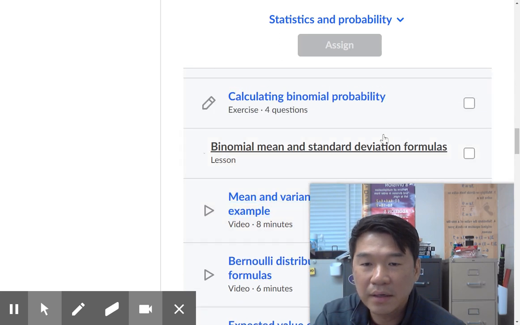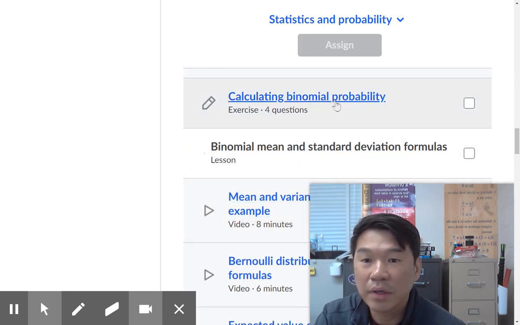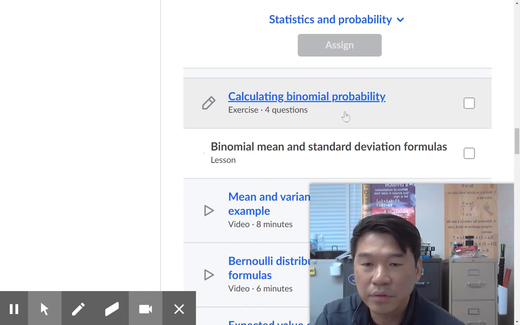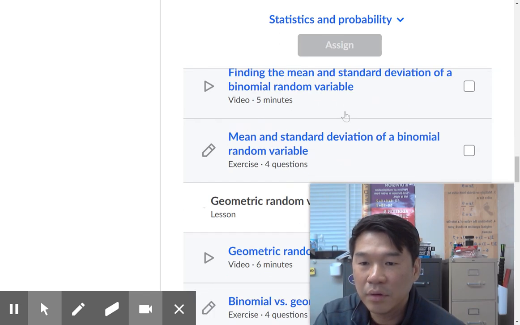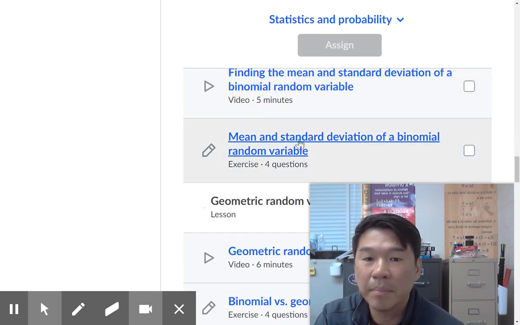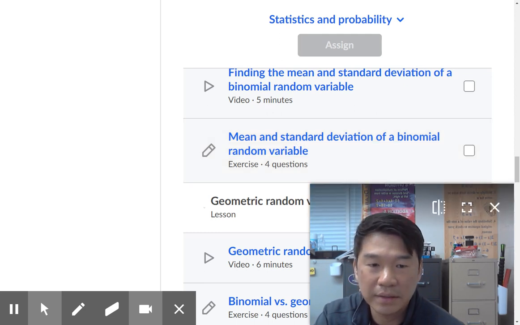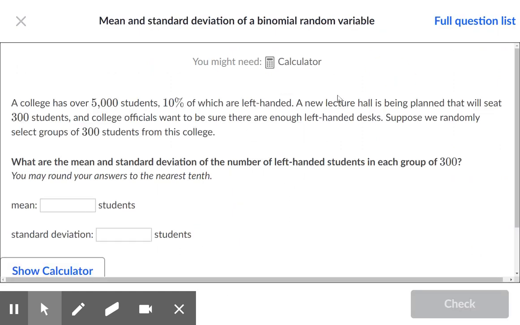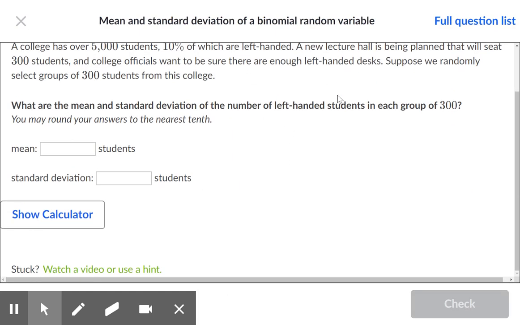The last video I did was for calculating binomial probability, and that was pretty easy if you do the calculators and if you got the notes for it. So today we're going to do mean and standard deviation of a binomial random variable, and this is also pretty easy. So if I click on this, student view. All right, so let's dive in.